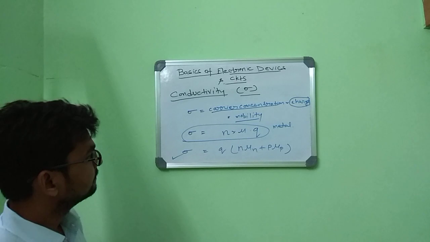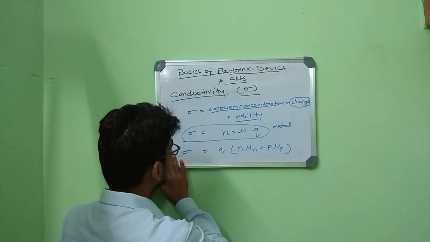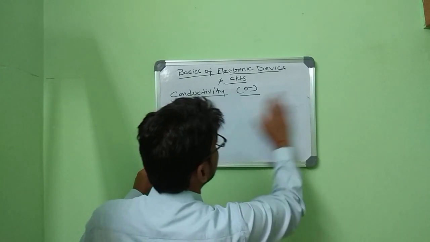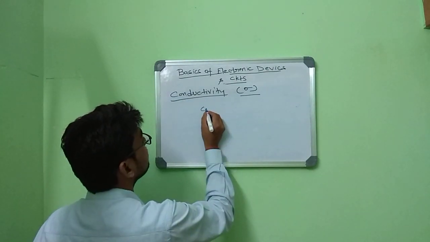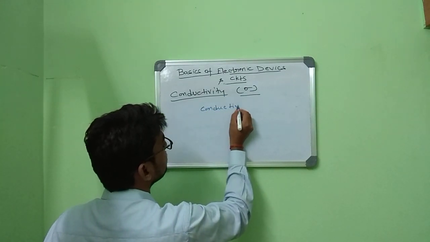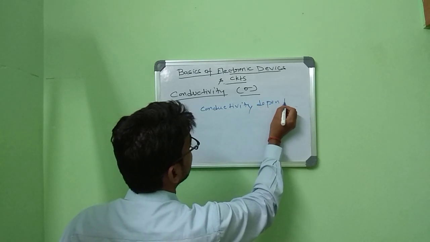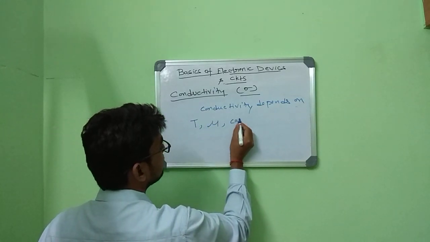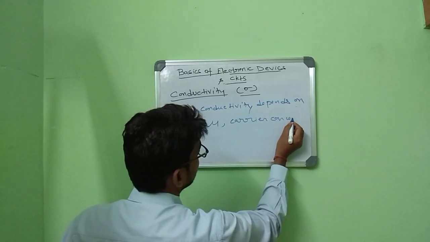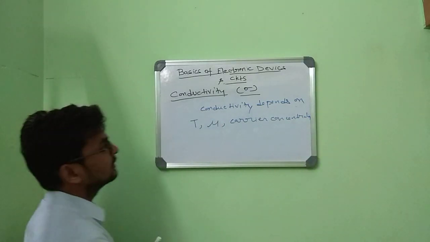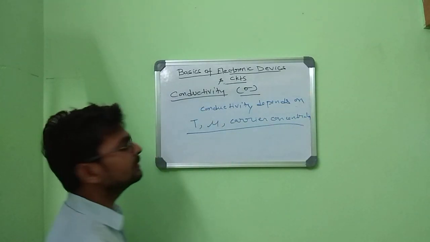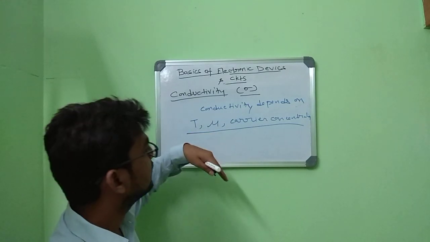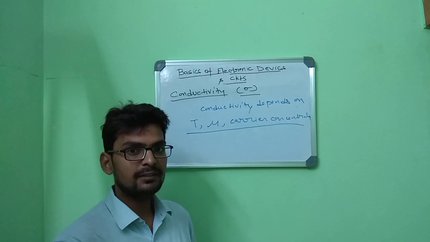Conductivity depends on temperature, mobility, and carrier concentration. These three ways you can control the conductivity. According to your application, you can use high or low temperature, low or high mobility, or you can dope with a different carrier concentration.